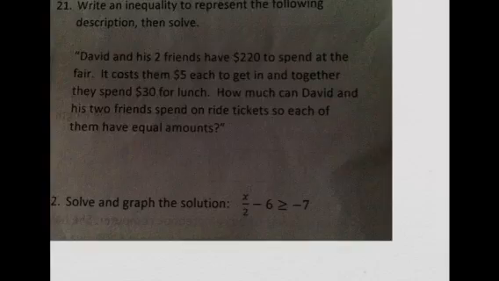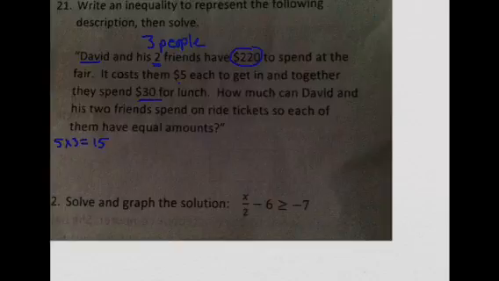Alright, so for number 21, we can start subtracting from the original amount right here of $220. That's what they start with, $220. It's David and 2 friends, so that's a total of 3 people. Okay, keep that in mind. And it costs them $5 each to get in, so that's 5 times 3. That's $15. And then they've spent $30 on lunch altogether, right? So that's $30. So that's $45 that they've spent.